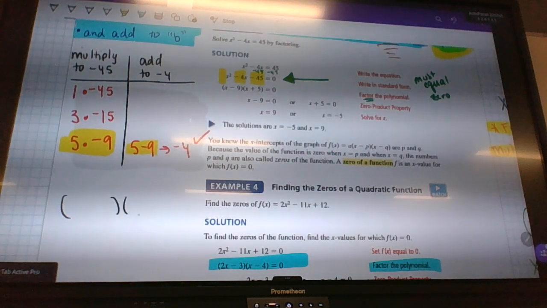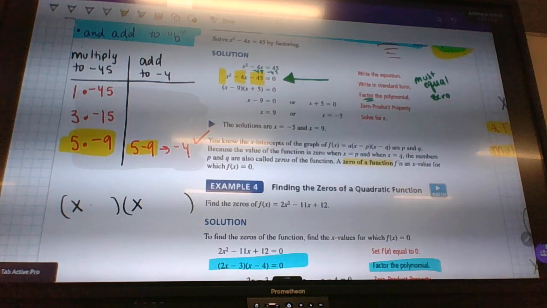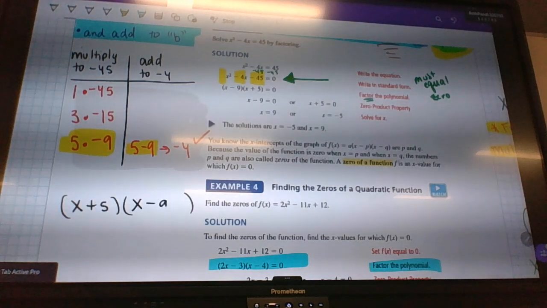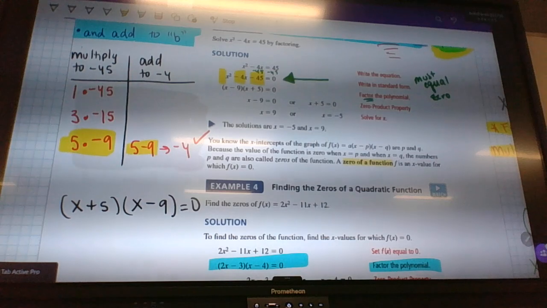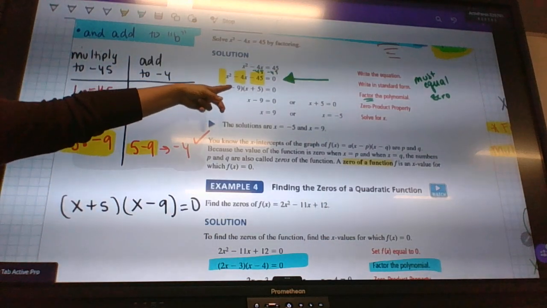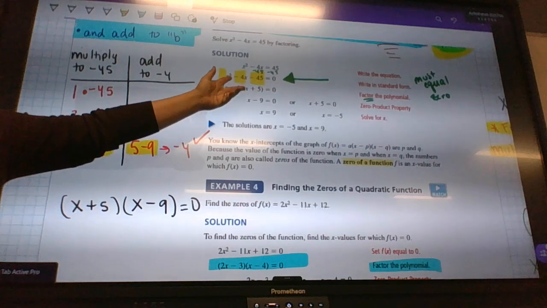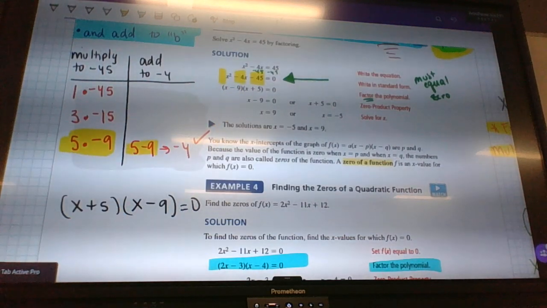You use two sets of parentheses. You put the x in, and then you put the numbers in that you picked. It was a positive 5 and a negative 9. Now look, the book wrote the minus 9 and then the positive 5. It doesn't matter what order you do it. This is correct. This is correct. It all works out to be the same thing.